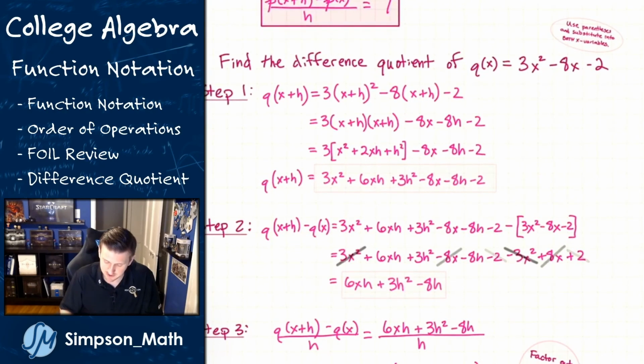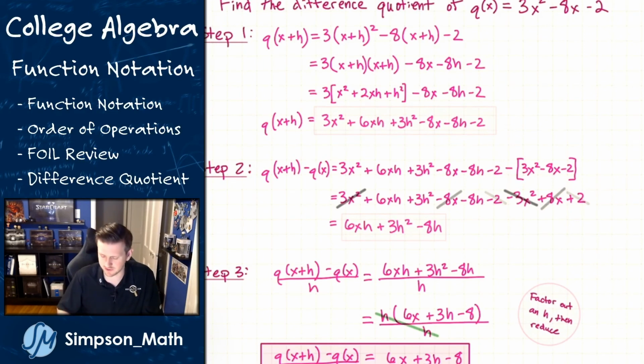Same 3 steps. Find q of x plus h. This time I have a binomial squared, so we have to write it twice and FOIL. So I've written it twice. I did skip the step where I have x plus h, and went ahead and went straight to 2xh. So that's what this is right here, 2xh. And then distribute the 3, and we end up with these 3 terms. Up here I've distributed the negative 8, and ended up with negative 8x minus 8h minus 2.